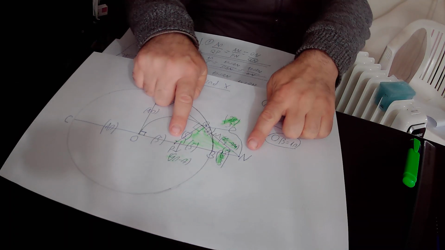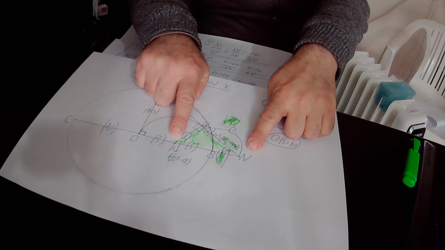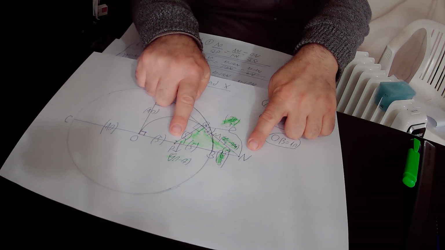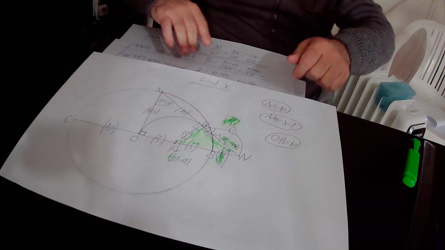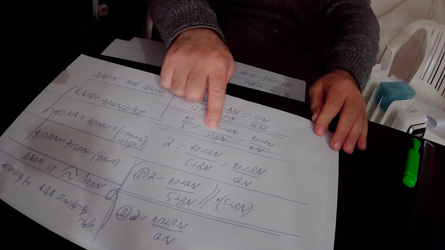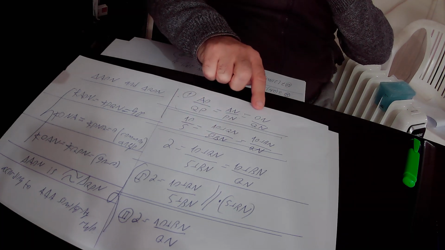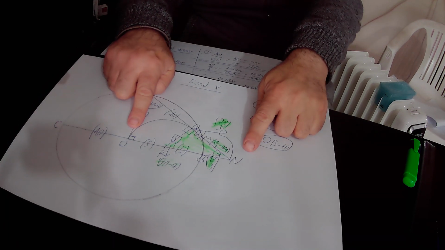PN equals PB plus BN. That is to say PN equals PB, that is 5, plus BN. So in total PN equals 5 plus BN. And it is also equal to ON. What is the length of line segment ON?